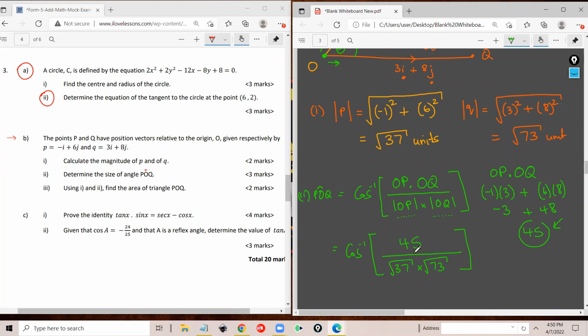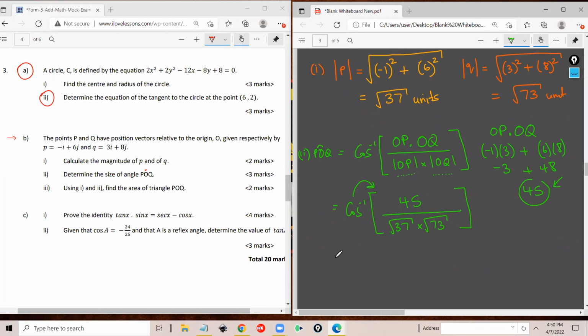You take 45 and divide it. Well, you all can more than work this out on your calculator. And whatever you get, cos inverse it afterwards. Do the calculation in the brackets first. Put it to 3 decimal places if you wish, and then cos inverse it. Right? So I've seen some answers coming up. I'll figure out what we get in that brackets first.